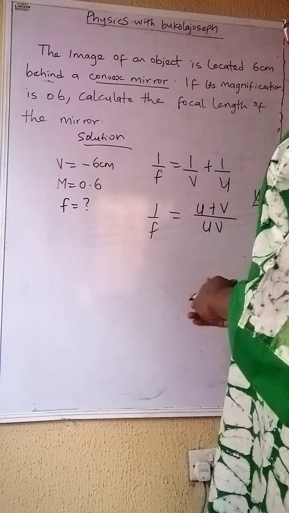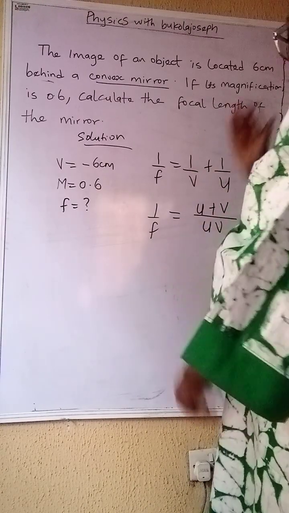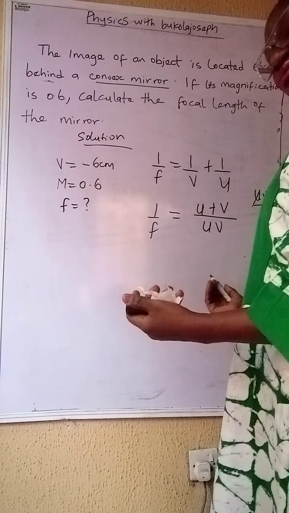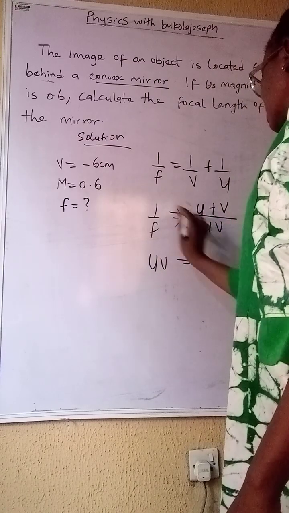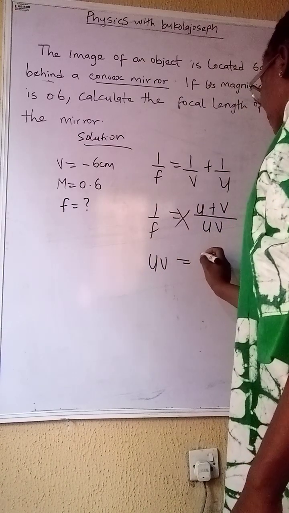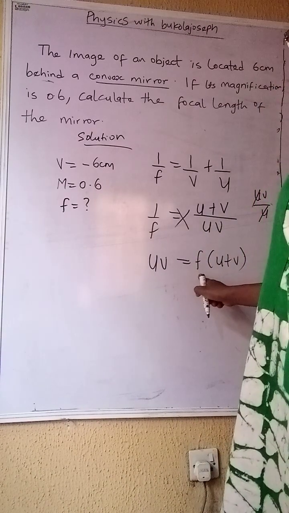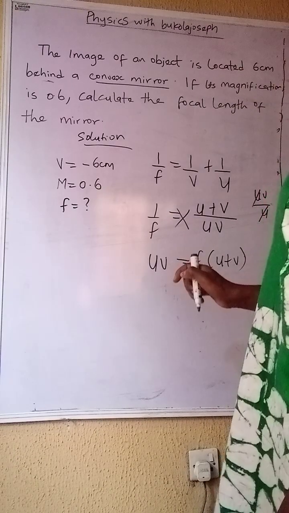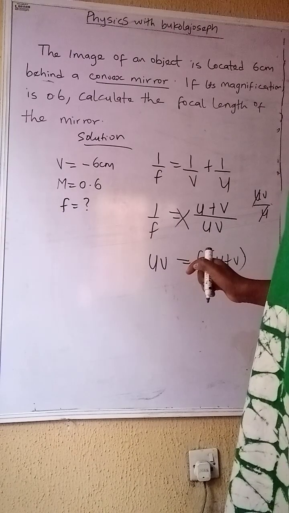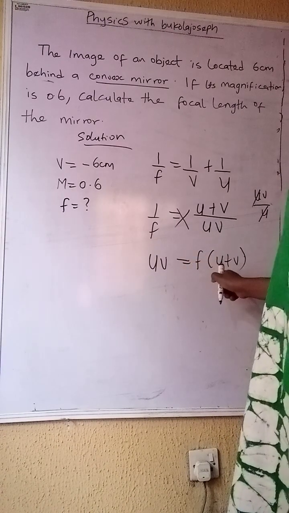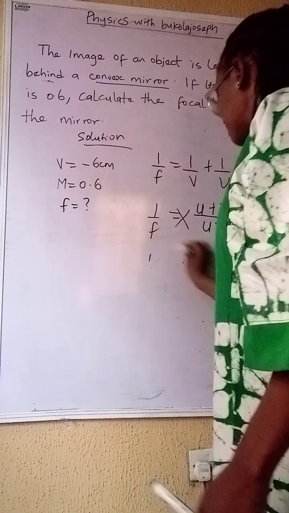If we find the inverse, the reciprocal, or you can cross multiply. If you cross multiply, you have UV is equal to F into U plus V. The target is to make F the subject of the formula. So to achieve this, we divide both sides by this. Okay. Let's not go this way.